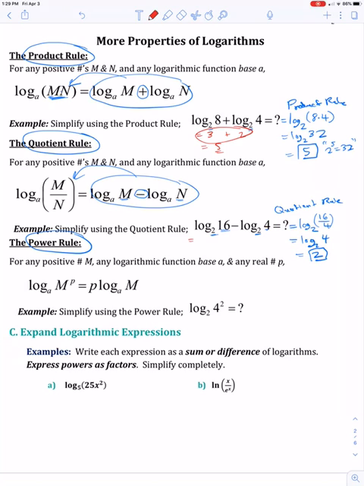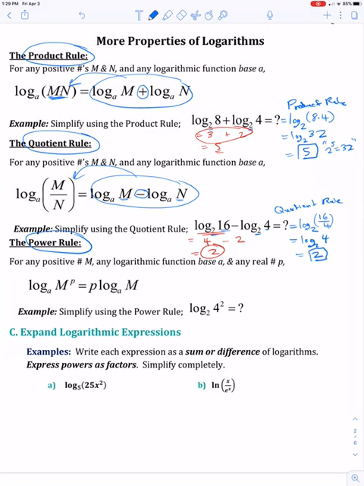We all know log base 2 of 16 is 4 because 2 to the 4th power is 16. We also know log base 2 of 4 is 2, and 4 minus 2 is 2. So you can see that both ways. But I like, again, showing it with the quotient rule. So there are ways we can use the quotient rule.